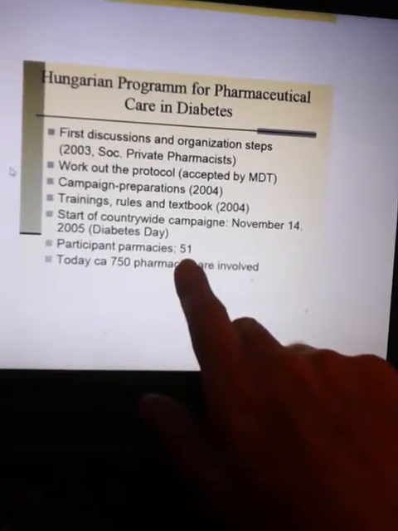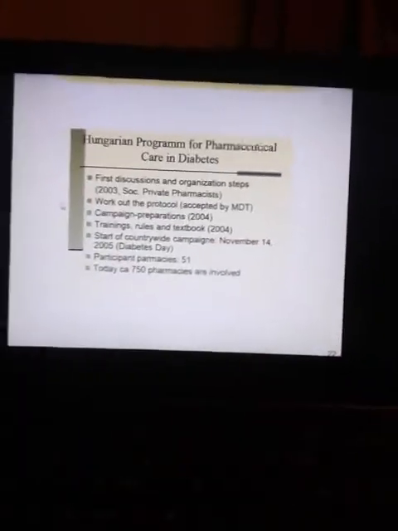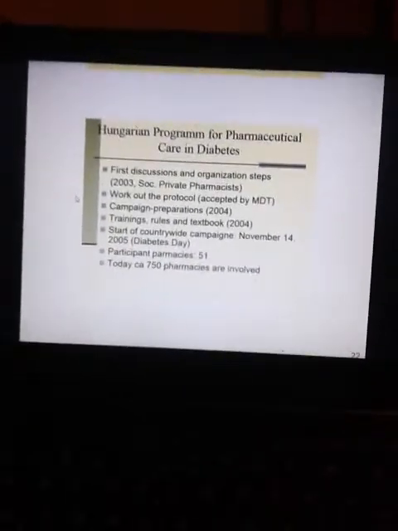Participants 51, and today approximately 750 pharmacists are involved in the pharmaceutical care in diabetes.